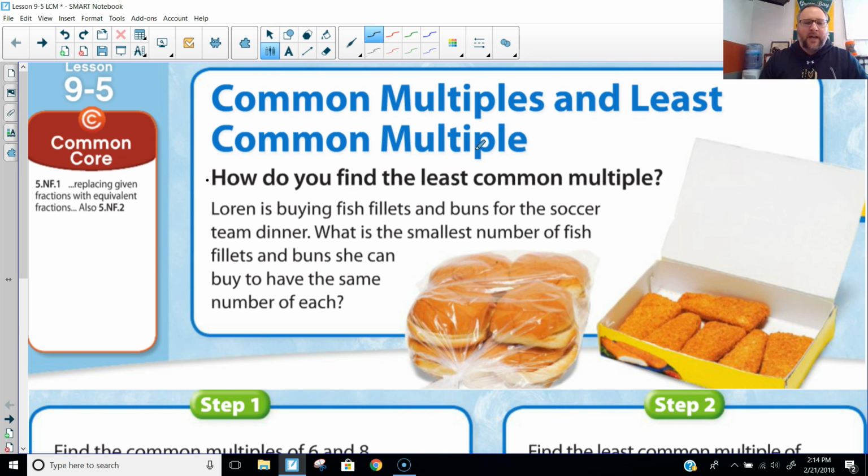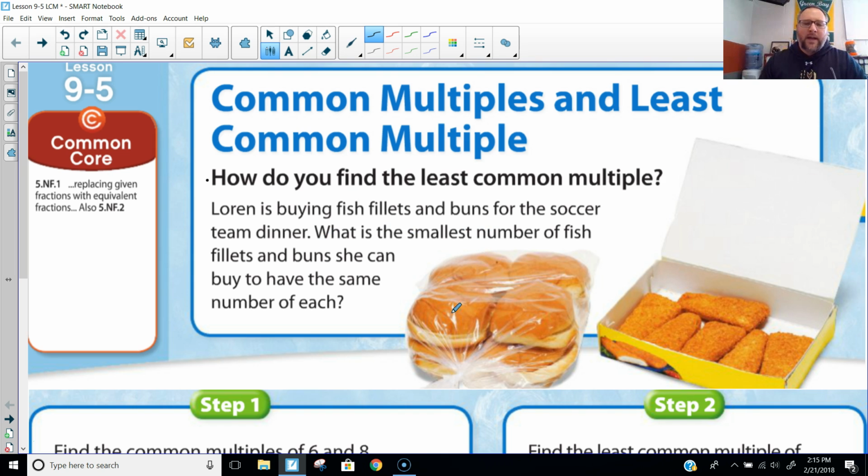Well, this is how we do it. We're first going to look at a story, a real life situation where we would need to find the least common multiple. It says Lauren is buying fish fillets and buns for the soccer team dinner. What is the smallest number of fish fillets and buns she can buy to have the same number of each?